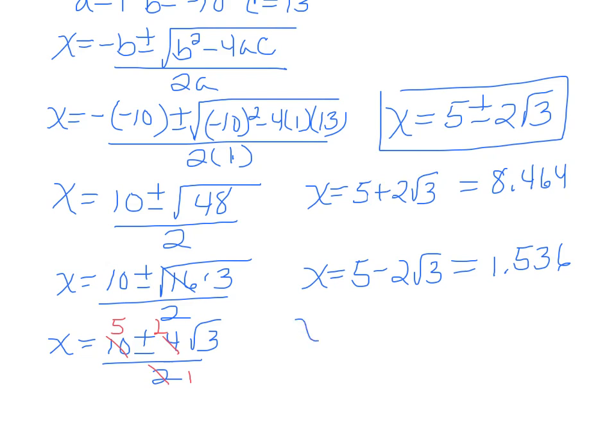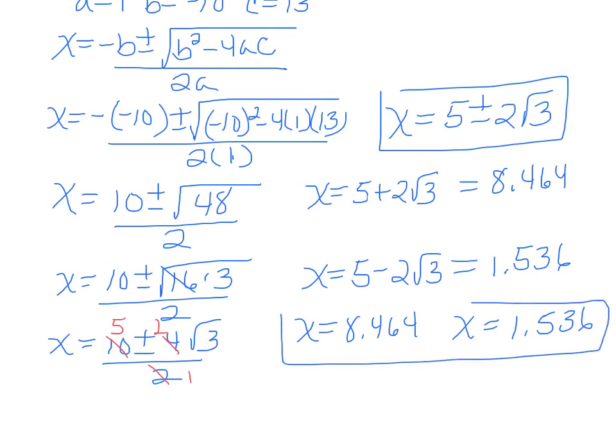So my answers to the nearest thousandth for x are 8.464 and x equals 1.536. So I solved it in simplest radical form and to the nearest thousandth. So those are pretty big problems with a lot of math, but a lot of it was done on the calculator, so really it wasn't too bad. So when you come to class tomorrow, we're going to practice a few more. Have a good evening.